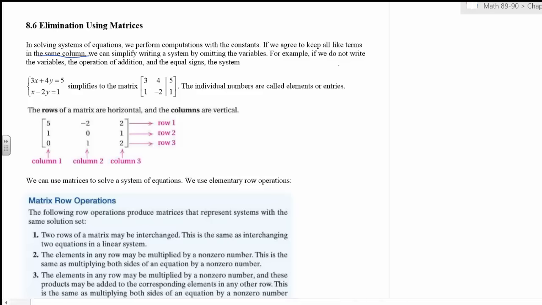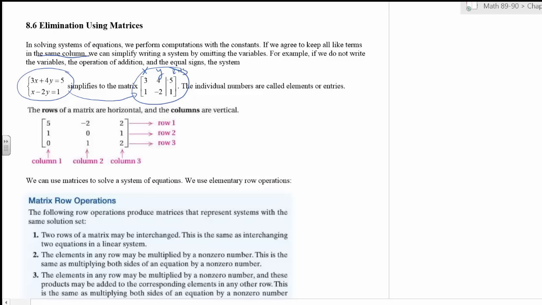For example, if we do not write the variables or the operation of addition and the equal signs, the system 3x plus 4y equals 5 and x minus 2y equals 1 simplifies to the matrix 3, 4, 5, 1, negative 2, 1. So basically what we all agree is that we will go in alphabetical order with the variables. So this would be the x column, this would be the y column, and this would be what we call the right-hand side, or the constants.